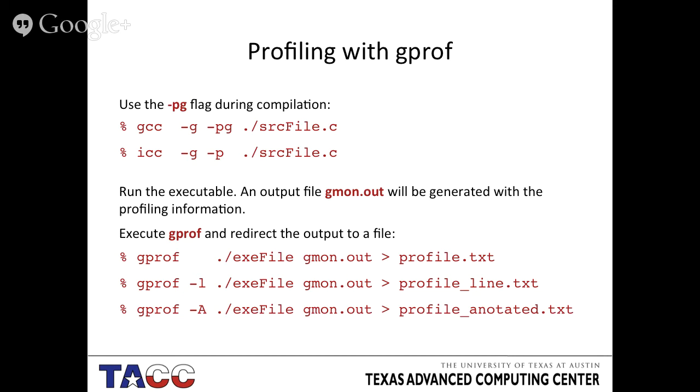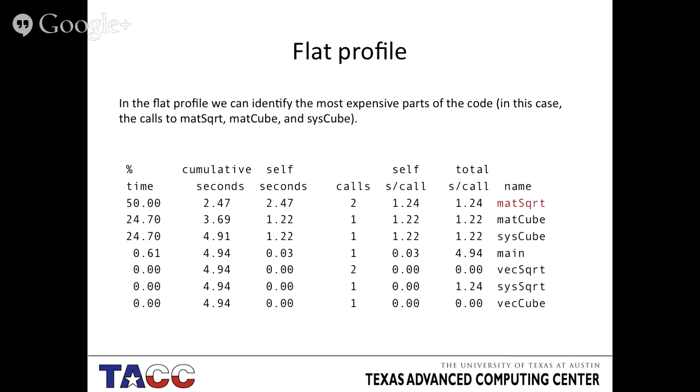Once you have it, you run GPROF, and you pass as arguments your executable and the gmon.out file, and you redirect that output to the file that you want. In this case, for example, profile.txt. And in that profile.txt, you will have something like this. This is the actual output from GPROF.